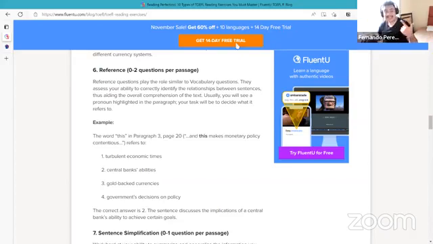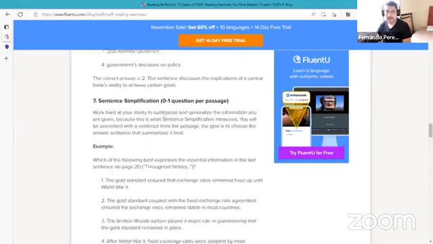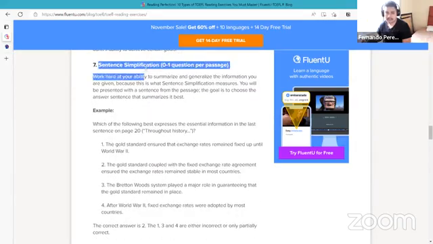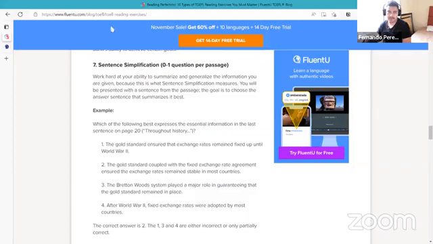So the words this, that, those are usually used to avoid repetition of information that you said before. These questions speak about this ability in particular, so you don't get lost in the text and you know exactly what the text is referring to. Okay, that's question number 6. Question number 7: sentence simplification.